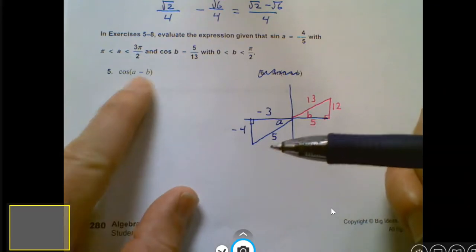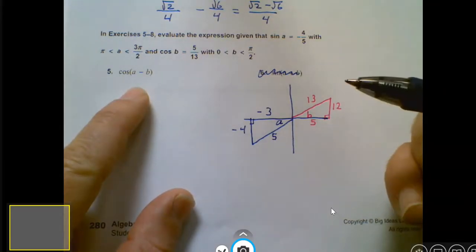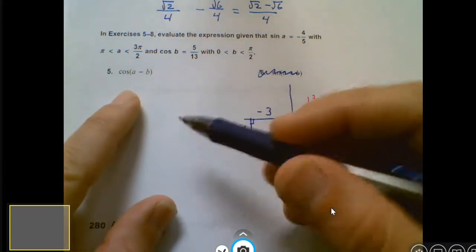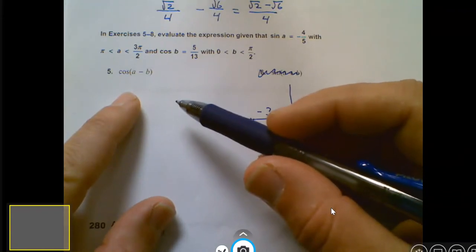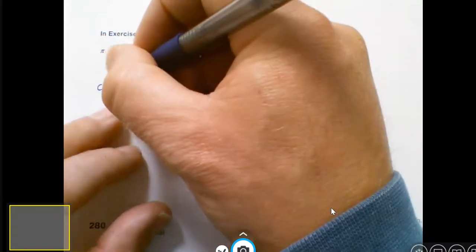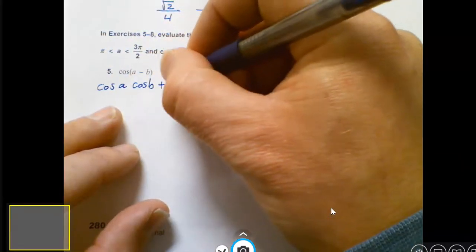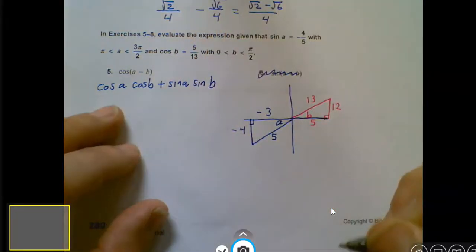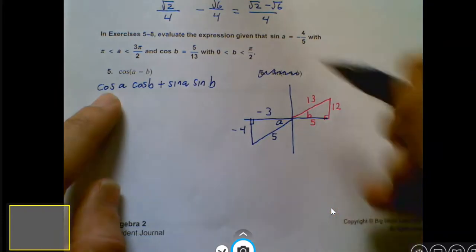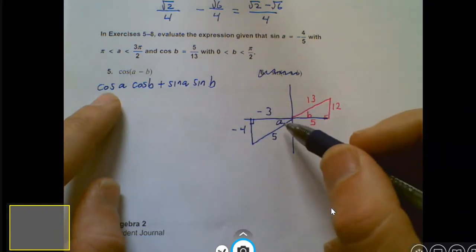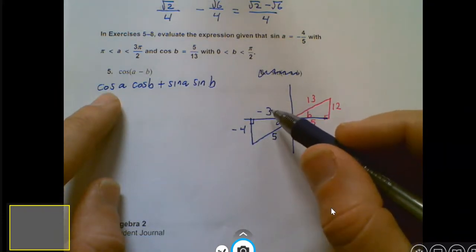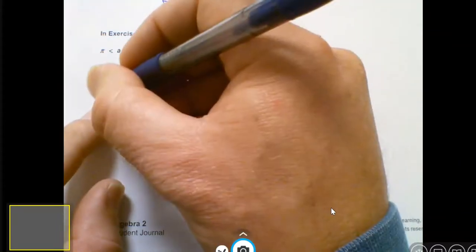So now I'm just throwing everything into our cosine difference formula, which, if you look on the previous page, is just going to be cosine A, cosine B. Let me just write it so you can see what I'm plugging in. Cosine A, cosine B plus sine A, sine B. So the cosine of A, here's angle A. Cosine does adjacent over hypotenuse.